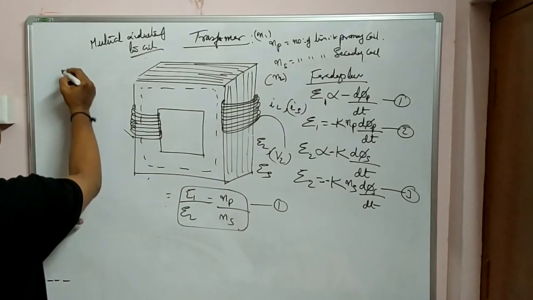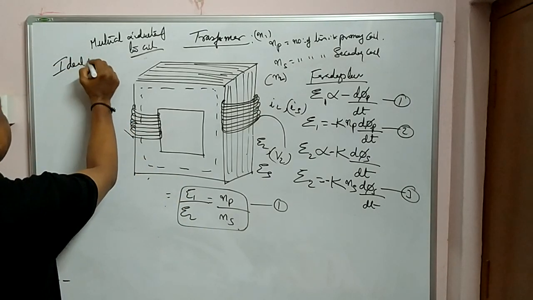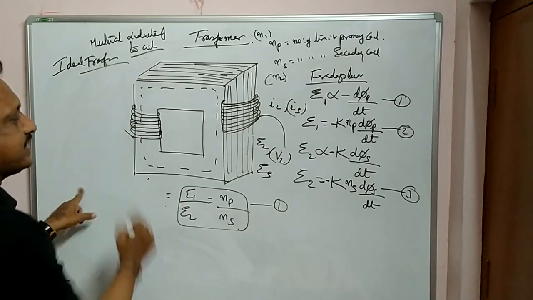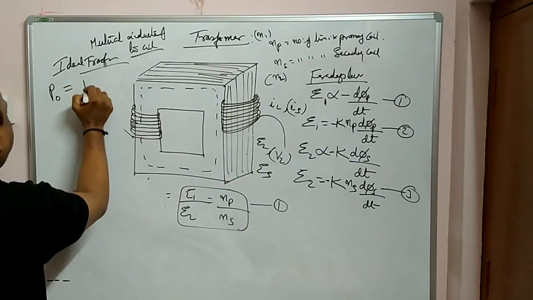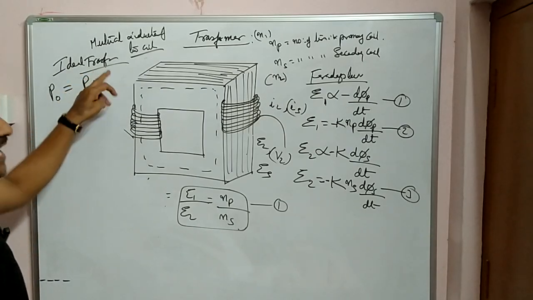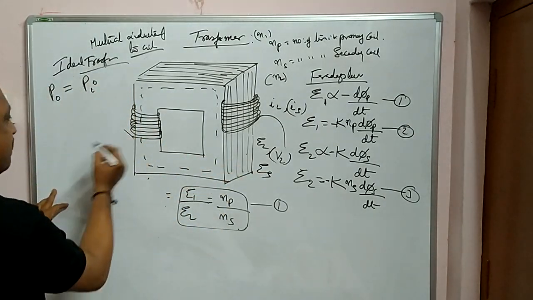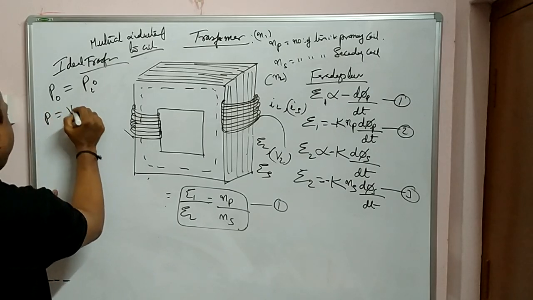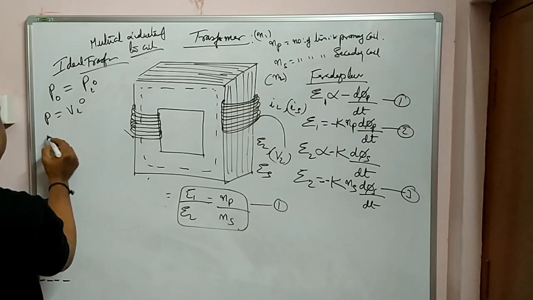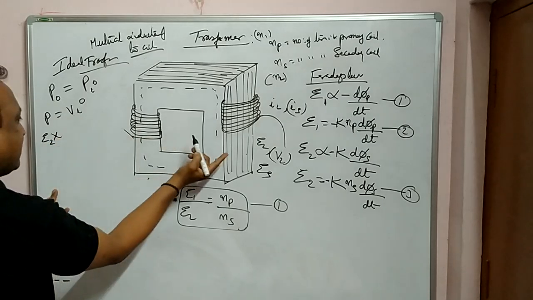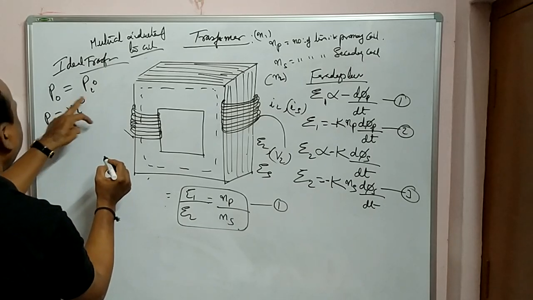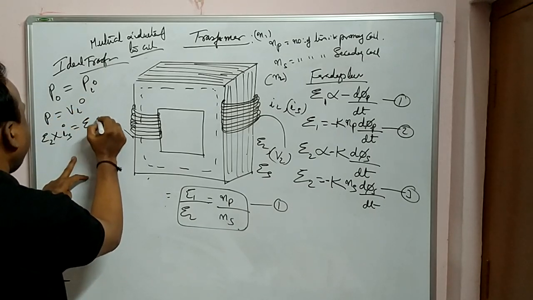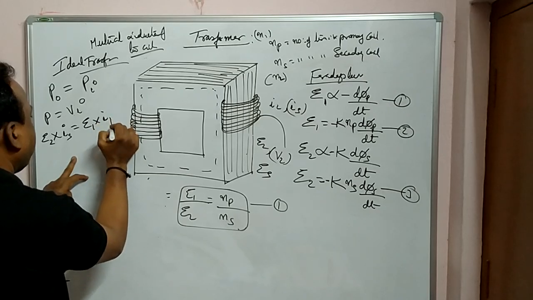For example, take an ideal transformer. What is ideal? In general, there won't be an ideal one, it is just for explaining. In an ideal transformer, power output is equal to power input. What is the power formula? VI. So output power is E2 into I2, the secondary current, and it is equal to power input. Input means E1 into current I1 or IP.